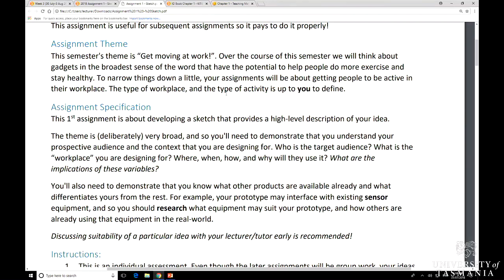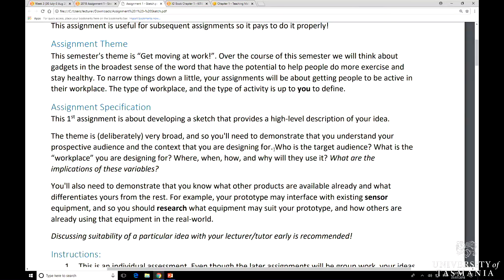The idea is that you'll develop a sketch that communicates to your marker what your idea is. So you'll have a high-level description of what your idea is, and in doing so, try and get across what your idea is and how users will interact with your idea. So your idea might be a gadget, could be a piece of hardware, but it needs to be something that people interact with, because we're talking about human-computer interaction. The key part here is that it's something that people interact with.